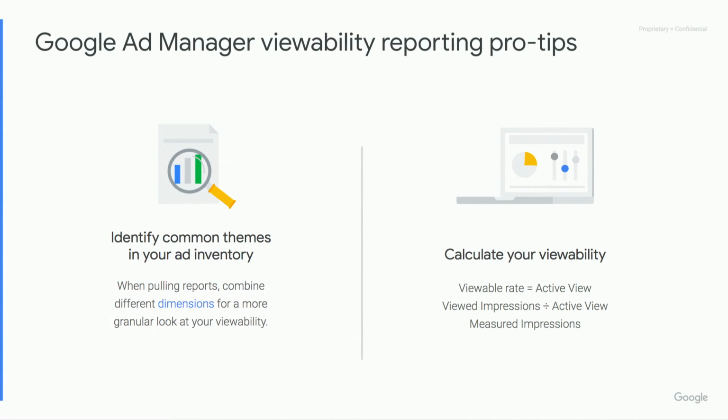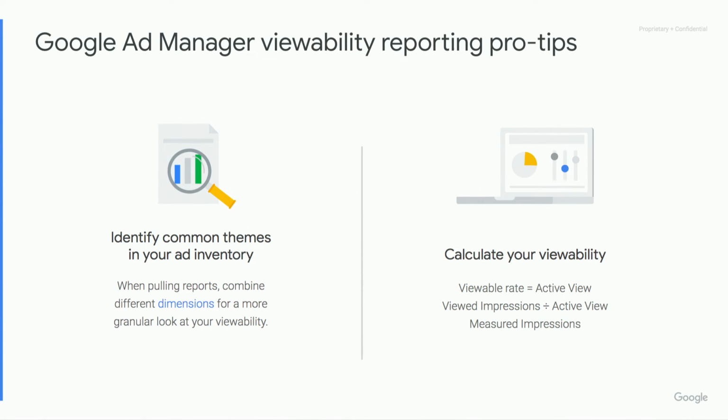And let's talk about some Ad Manager viewability reporting pro tips. You can use Ad Manager reports to help you better understand your viewability and ways to optimize the viewability of your inventory. You can look at different device types, ad units, and placements, and then figure out where you can actually make the most impact on that viewability score. One way to do this is to identify common themes in your inventory. When pulling reports, you're going to want to combine different dimensions to identify potential pockets of inventory for improvement.